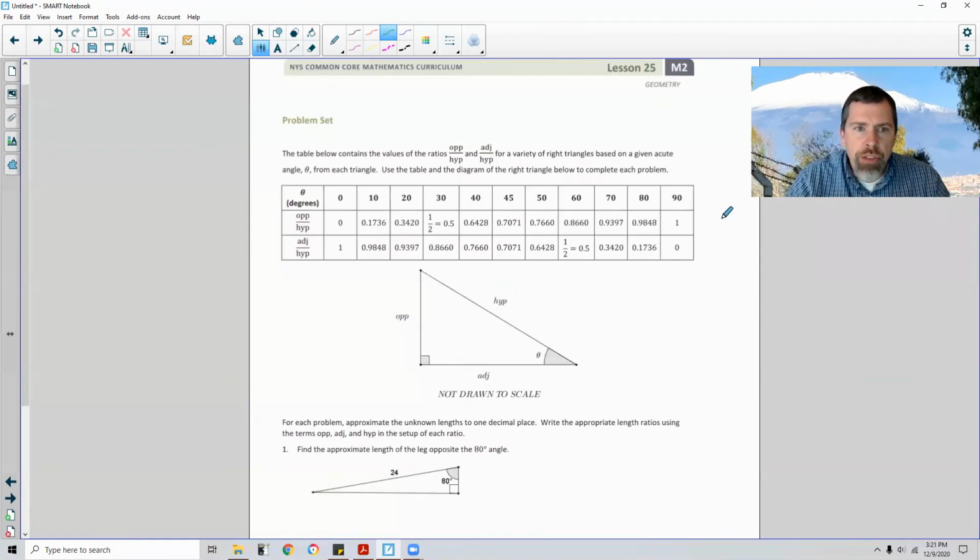Okay, page 5 brings us to the end of lesson 25. Review the lesson summary. There is no lesson summary. Just go do your problem set.